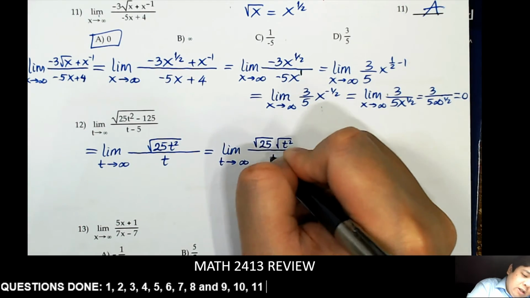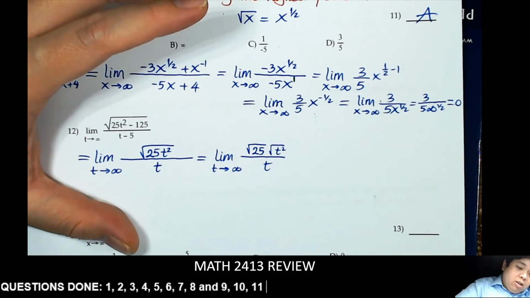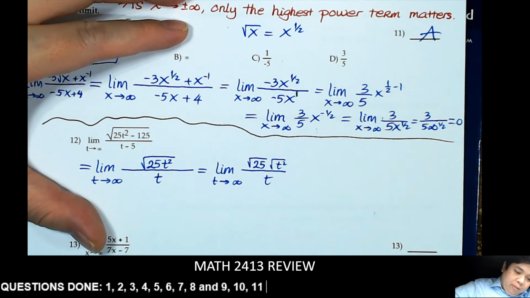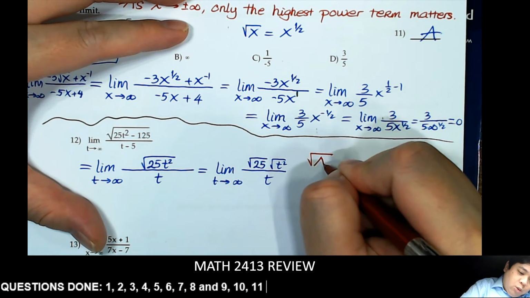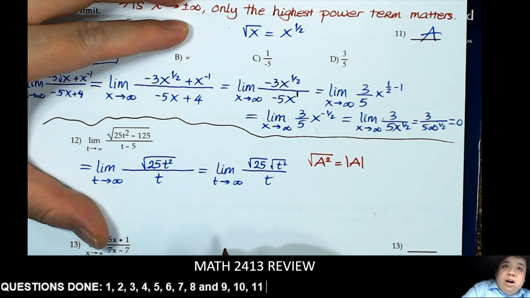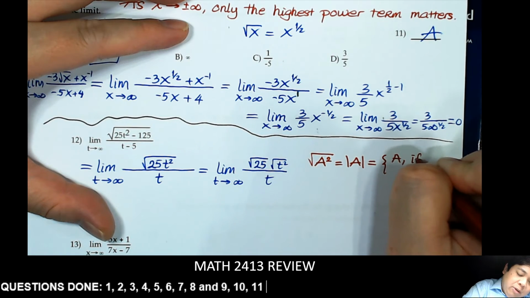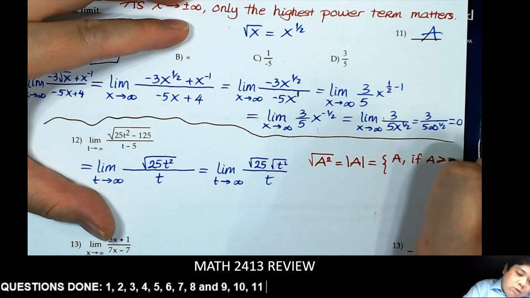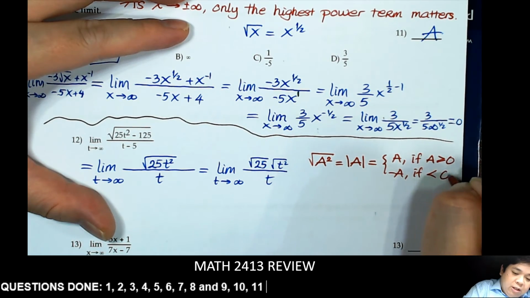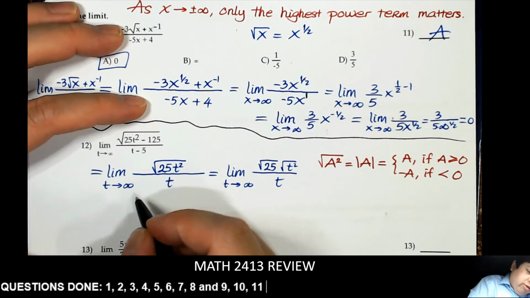Note that square root of t squared does not cancel out, because in general, the square root of something squared is the absolute value of a number, which means it will be the same if it is greater than or equal to 0 and opposite if it is negative. Right. Square root of 25, so that is 5.